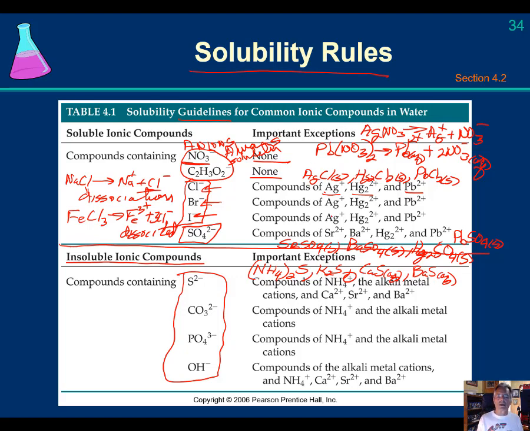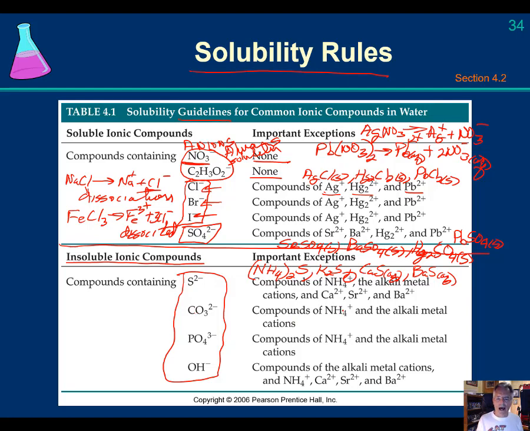So up here, you take these, with the exception of nitrate and acetate, which are always soluble. You take these down here. Here's the exceptions. These will be precipitates. Down here, the exceptions will never be precipitates. All right, so you're just going in the opposite directions.